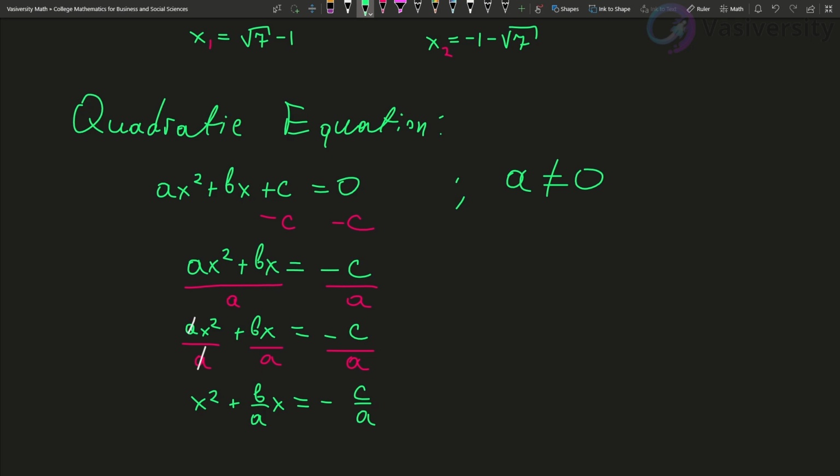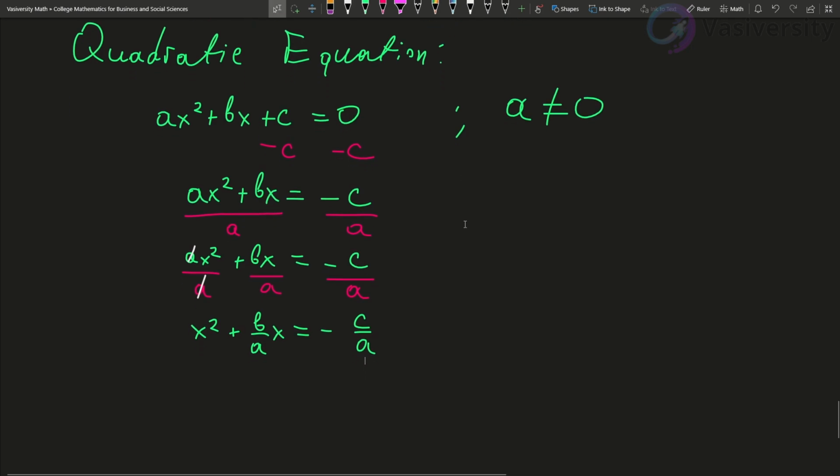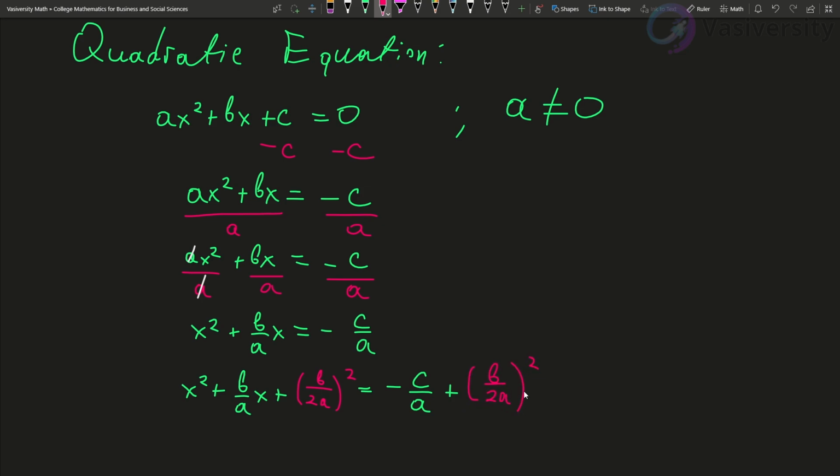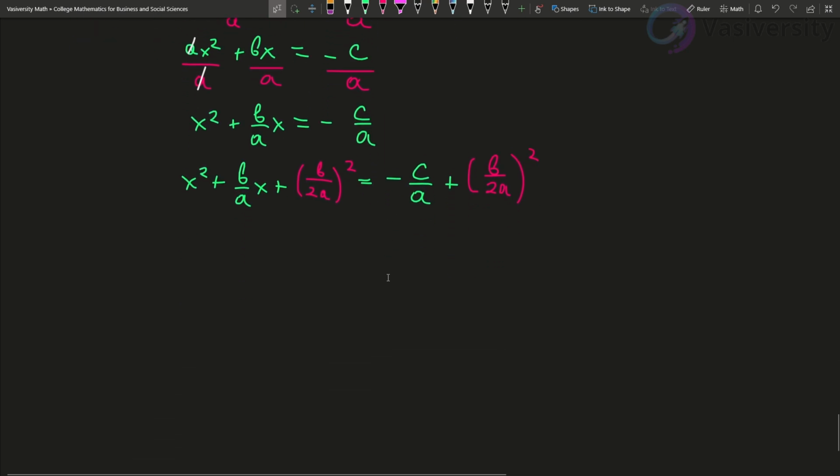Okay, so by using the formula that we just talked about, we can go ahead and add to both sides b over 2a, right? 1/2 times b over a. So x squared plus b over a x plus, it's going to be 1/2 times b, so 1 times b, it's b over 2 times a, that's 2a squared, right? And that's going to be equal to negative c over a plus b over 2a squared.